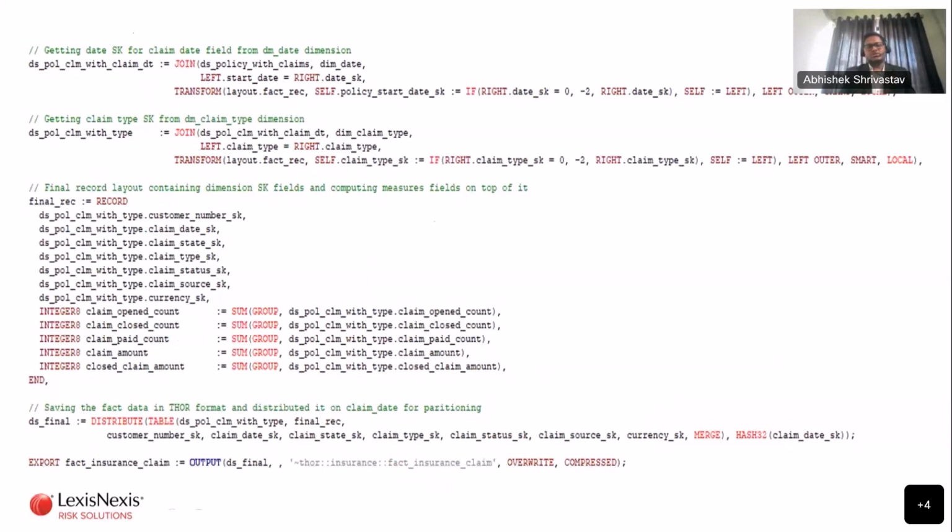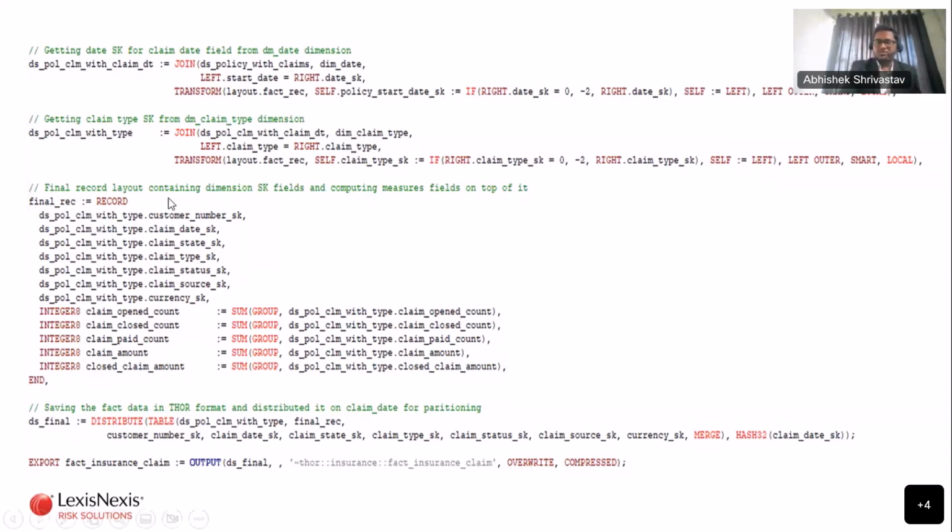So we are joining our combined data set with the dim date to get the specific start date info. In the same way, we can join the combined data set with the claim type dimension to get the specific SK. This is the SK which I was talking about in the design that we can use for computing the measures. Once I have all this dimension data joined and all the SKs computed, that's when I'm doing my final computations.